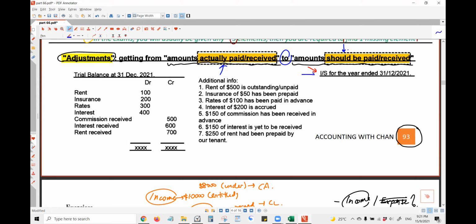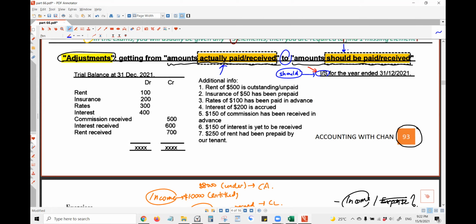Because in the income statement, all the amounts that are presented are the should amount. Okay, should pay and should receive amount. All the amounts in the income statement are the should receive and should pay amount. In the income statement, you must remember all the amounts should be there.